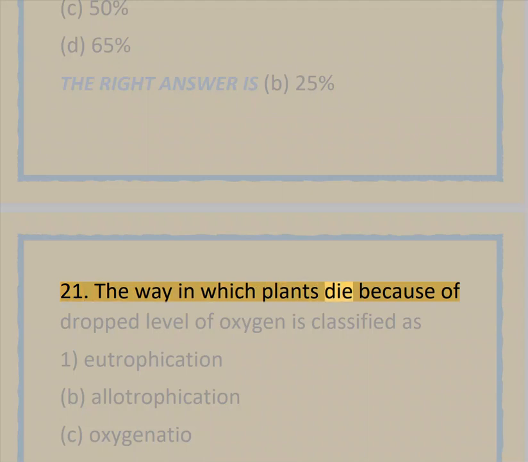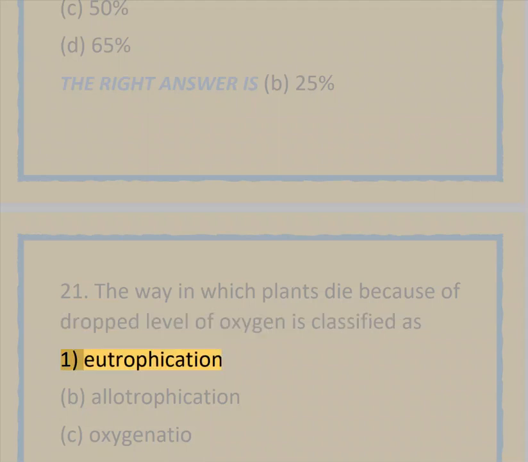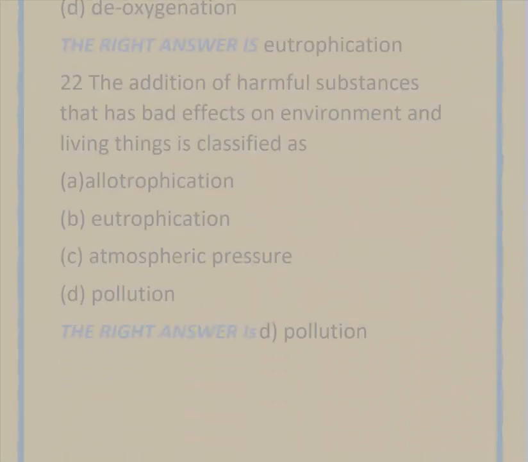21. The way in which plants die because of dropped level of oxygen is classified as A. Eutrophication, B. Allotrophication, C. Oxygenation, D. Deoxygenation. The right answer is eutrophication.